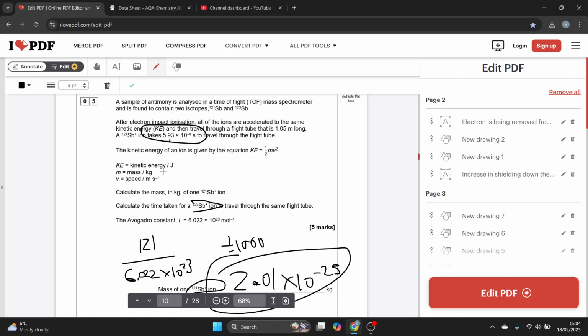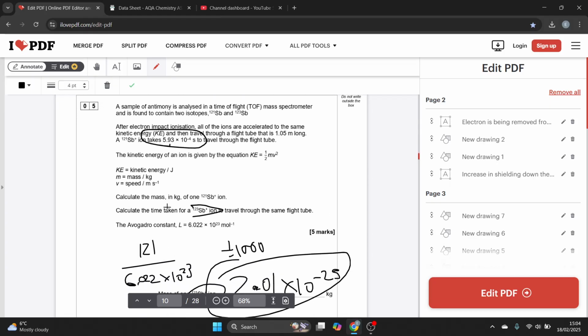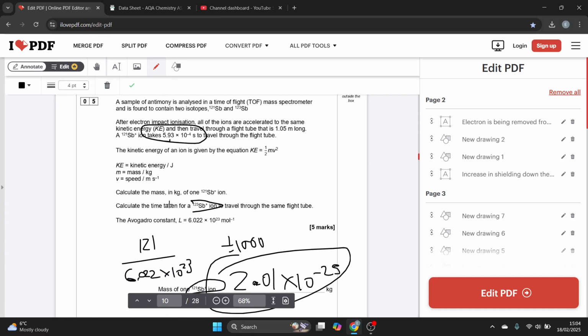So I think I'm overcomplicating it, but either way, I should get the correct answer. That's all that matters, really. And obviously, I need to show my working out. So what am I gonna do first? It's gone through so many steps. I'm gonna find out the velocity.